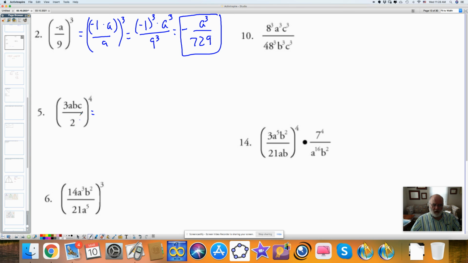Here we're going to do everything to the 4th power. So I have 3 to the 4th power. I can't simplify anything here, otherwise I would first. Times a to the 4th power, times b to the 4th power, times c to the 4th power, divided by 2 to the fourth power. Now my numbers I can simplify. 3 to the fourth power is 3 times 3 times 3 times 3, or 9 times 9, which is 81. 4 times 4 is 16. And then we have a to the fourth, b to the fourth, c to the fourth.